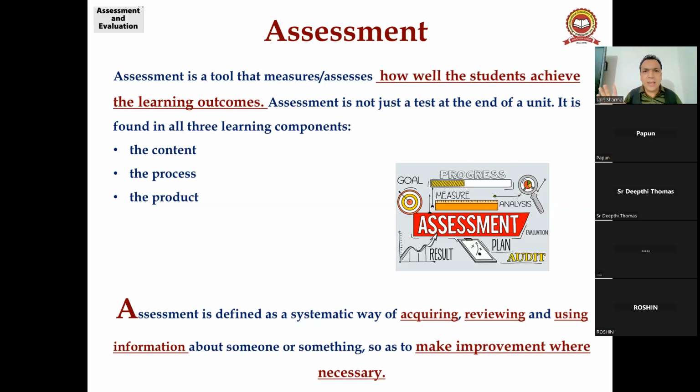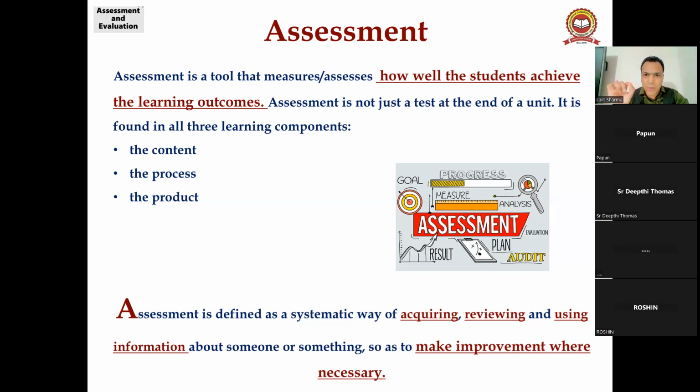not giving the answer. Why have they not understood? What is the reason behind it? You have to find it. The very next day, you have to improve your lesson. This is called the assessment. So assessment is a tool which measures how well the student achieves the learning outcomes.